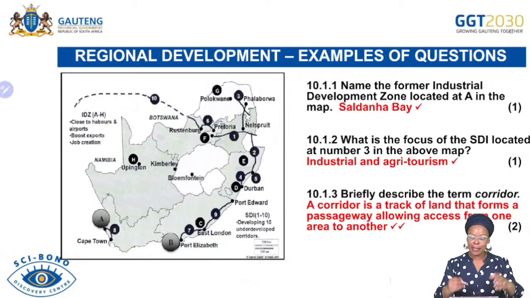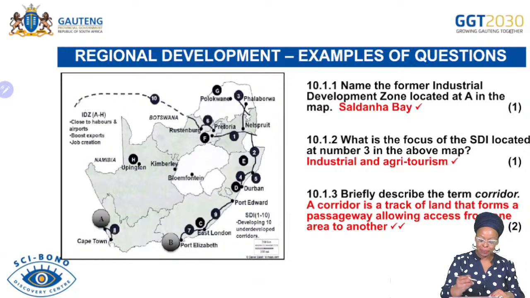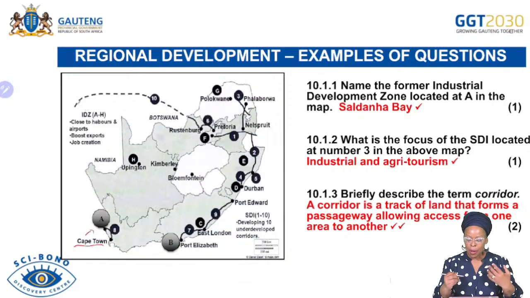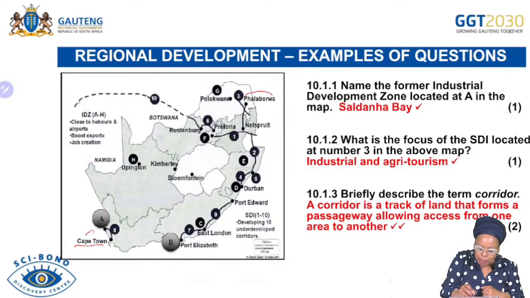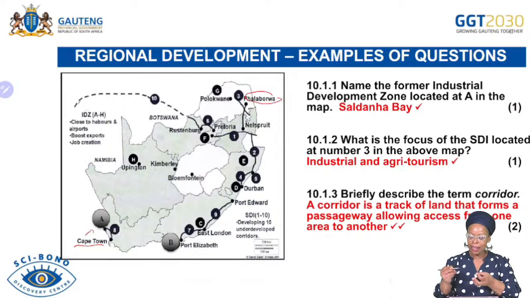Name the former industrial development zone located at A. Remember I said Saldanha Bay is found where? In the Western Cape. So the moment you see Cape Town, it must hint to you that it is Saldanha Bay. What is the focus of the SDI located at number 3? The moment you see Phalaborwa, remember Phalaborwa is an SDI. You need to remember that, Phalaborwa focuses on what? Industrial and agri-tourism. Remember, even Phalaborwa is nearer to the Kruger National Park. So that is why even tourism is part of the answer.